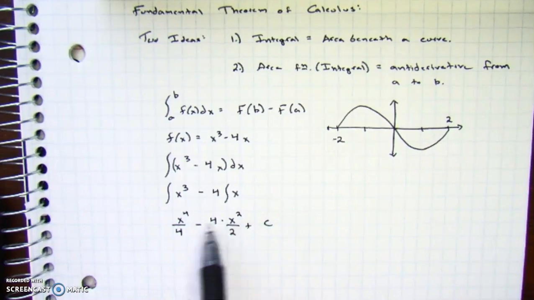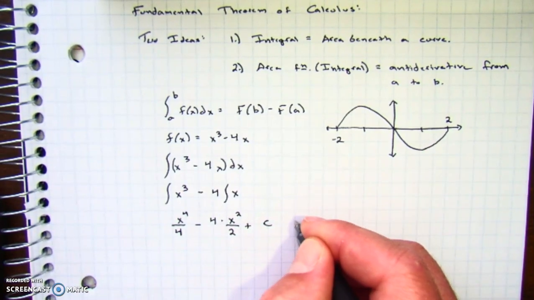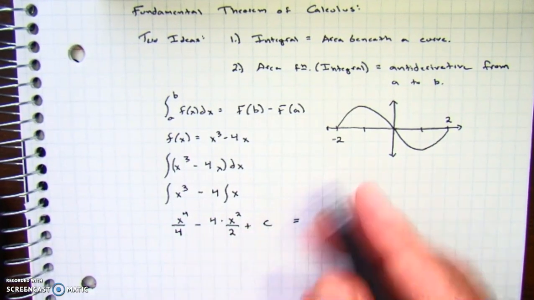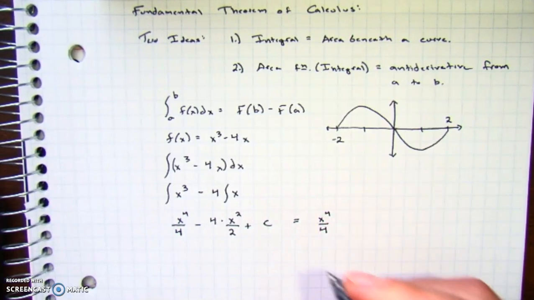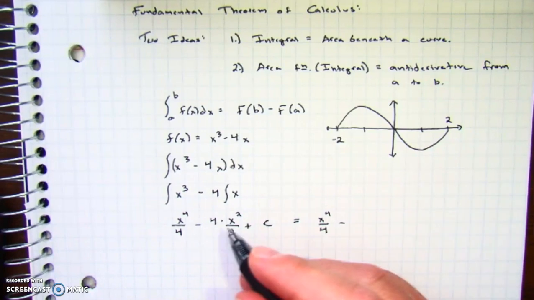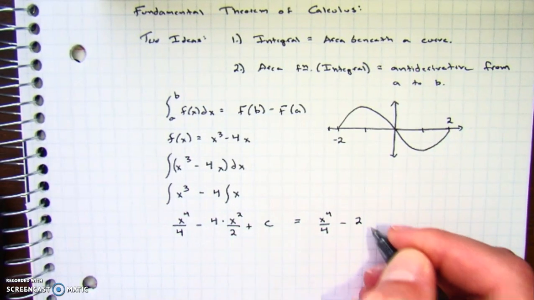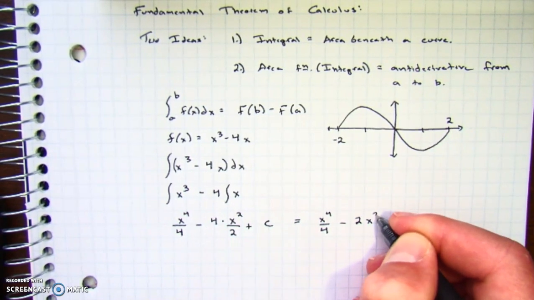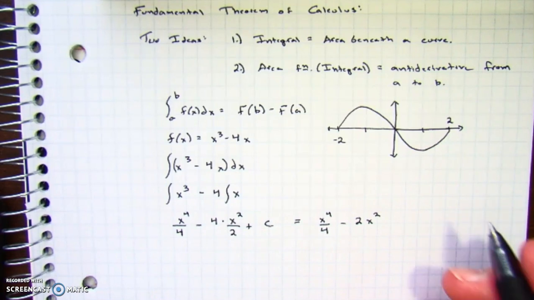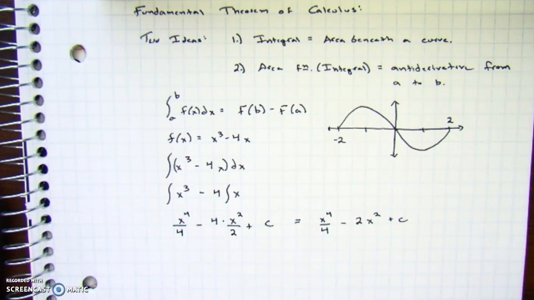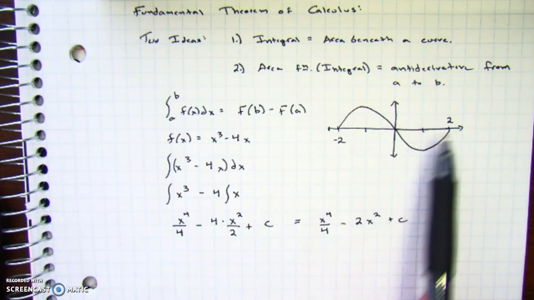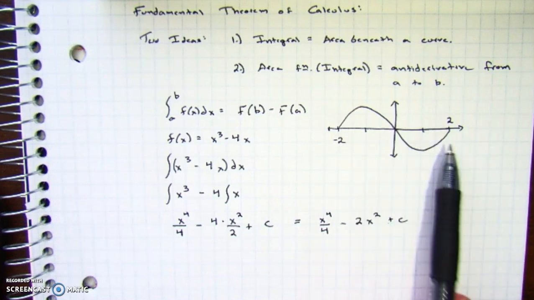All right, so let's simplify this just one more step. This is going to stay the same, so I've got x to the 4th over 4 minus 4 divided by 2, that's just 2x squared. And then we'll just add that plus c for now, just as a good reminder, but as you'll see, it'll kind of drop off when we're doing our analysis from our definite numbers.